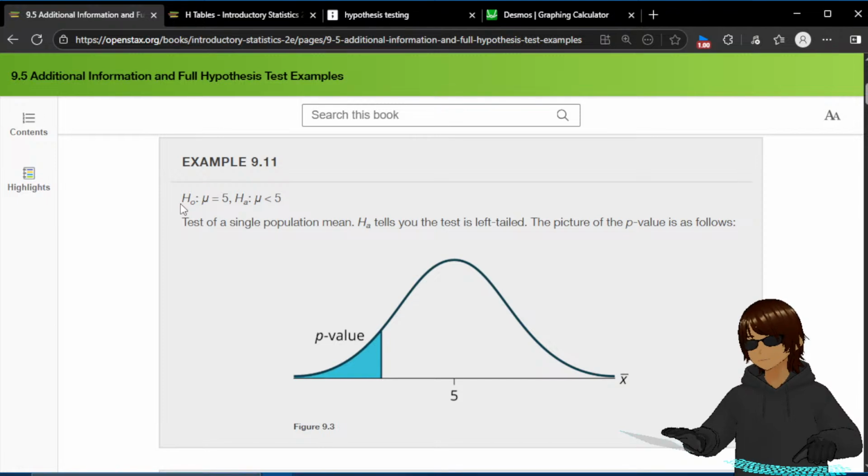So the null is mu equals 5, and the alternative is mu is less than 5. This is a test of a single population mean. The alternative hypothesis tells you that the test is left tail. The picture of the p-value is as follows. The alternative hypothesis says that mu is less than 5.